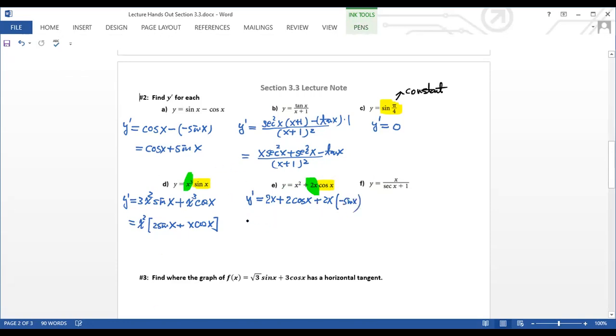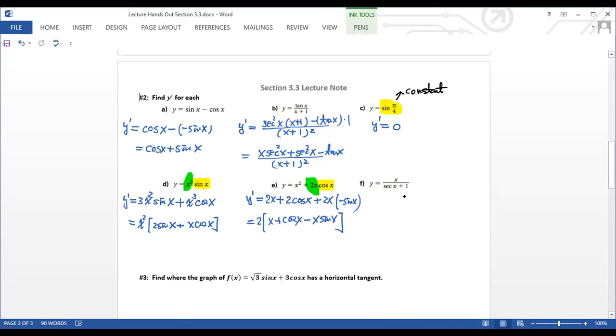All right, so here I have 2, 2, 2. I can factor 2 out. So this will be the x, right? So plus cosine x minus x sine x. Okay, so it's pretty straightforward to apply the formula.